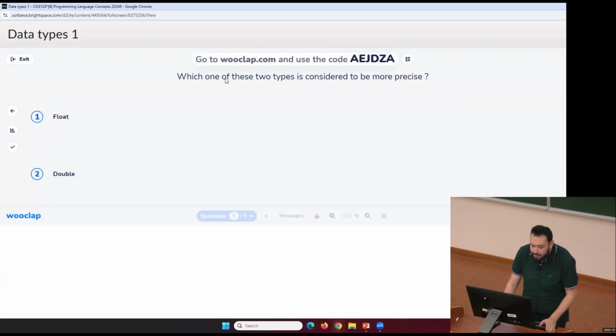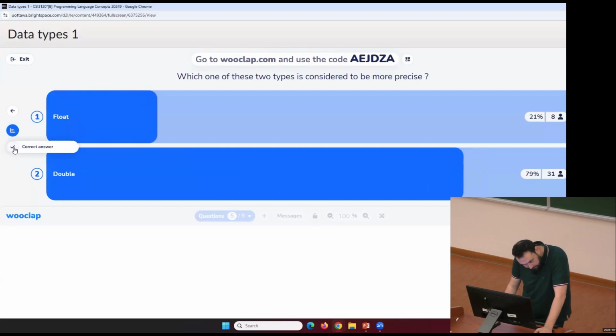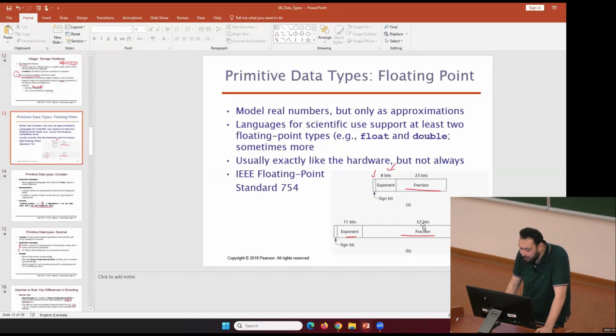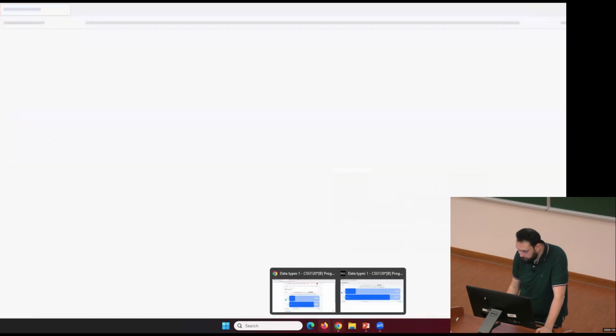Which one of these two types is considered to be more precise, float or double? Float or double? Always remember this: double has 52 bits on the fraction size. Float has only 23 bits. So double is more precise. That means it can cover more on the fraction size, okay? Wrong.